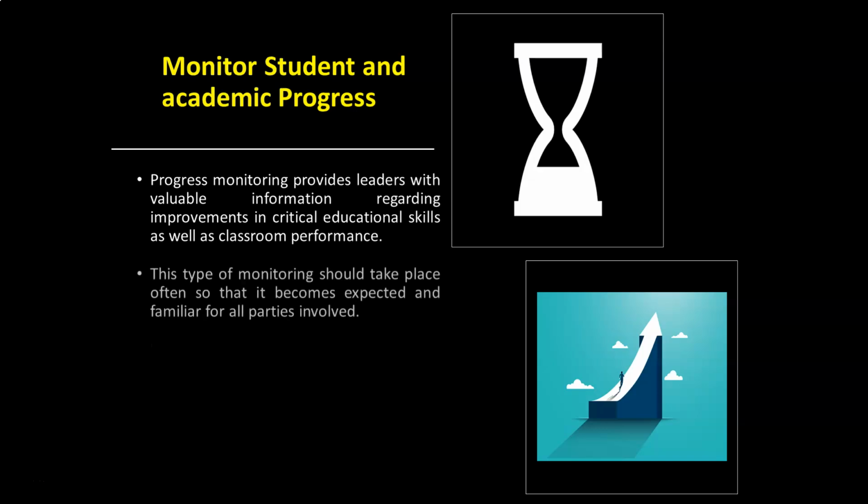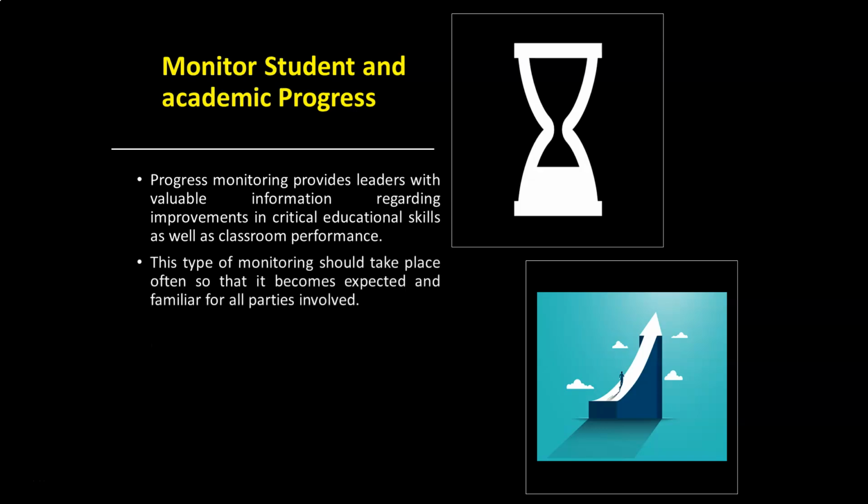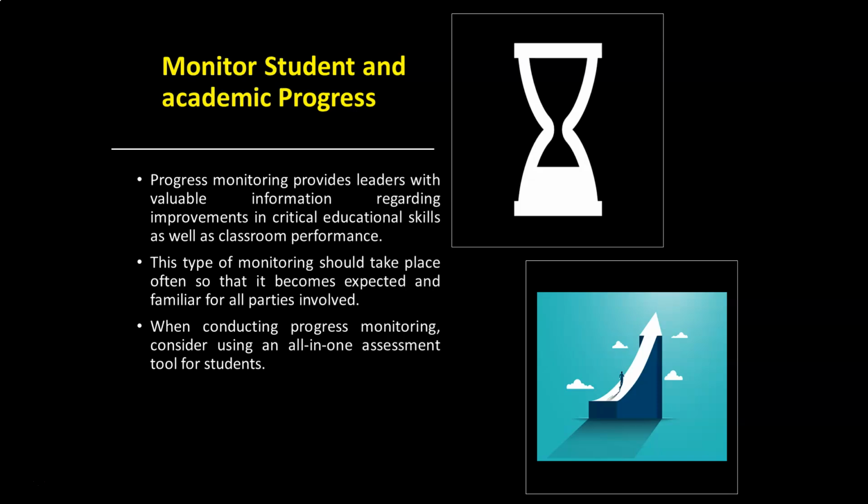This type of monitoring should take place often so that it becomes expected and familiar for all parties involved. When conducting progress monitoring, consider using an all-in-one assessment tool for students. Having this type of assessment tool allows each student to be assessed in the area of content they need to show progress. When the tool adapts to the learner's ability, the student becomes less discouraged and frustration levels are lowered. This ensures that the assessment information gathered during progress monitoring is more accurate.